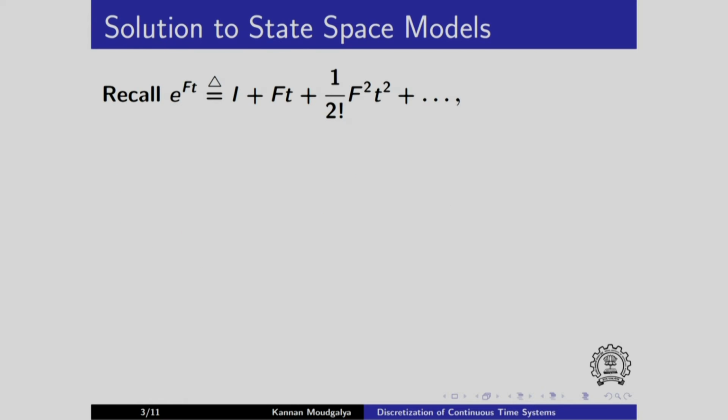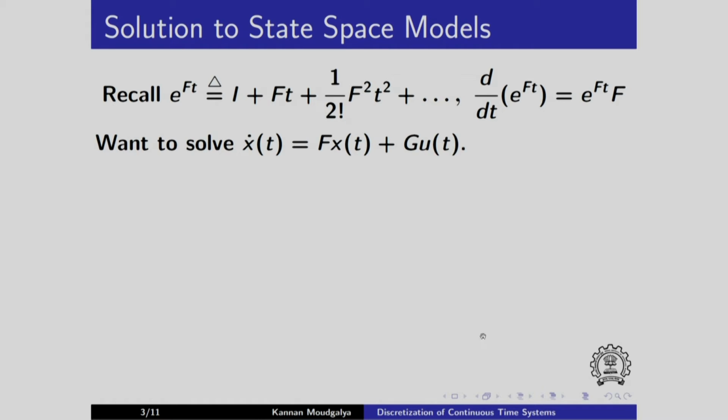Recall the exponential of a matrix. F is square and constant. This is the derivative of this, and we want to solve this continuous time state space system. First, we will rewrite it as follows. We bring this f of xt to the left hand side.